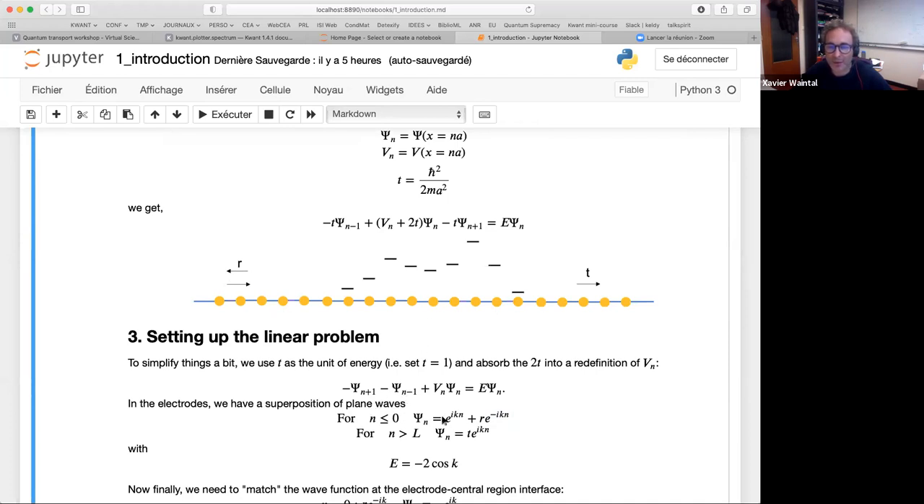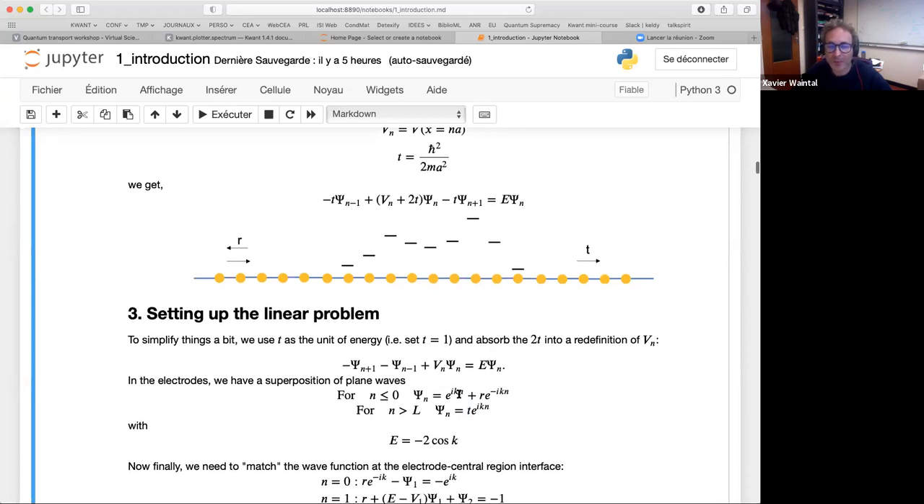So on the left, we have incoming plus reflected, and on the right, we have the transmitted with an amplitude t. And I just realized that I use the same letter t for h bar squared over 2m a squared and for the transmission, which is very bad, so I apologize for that. But since now it is equal to 1, you can actually forget about the above 1.